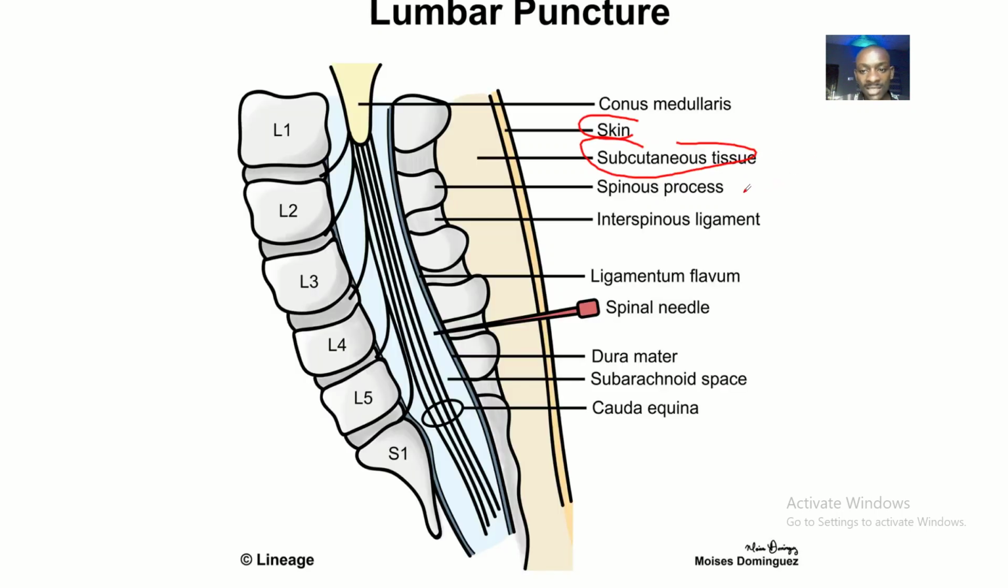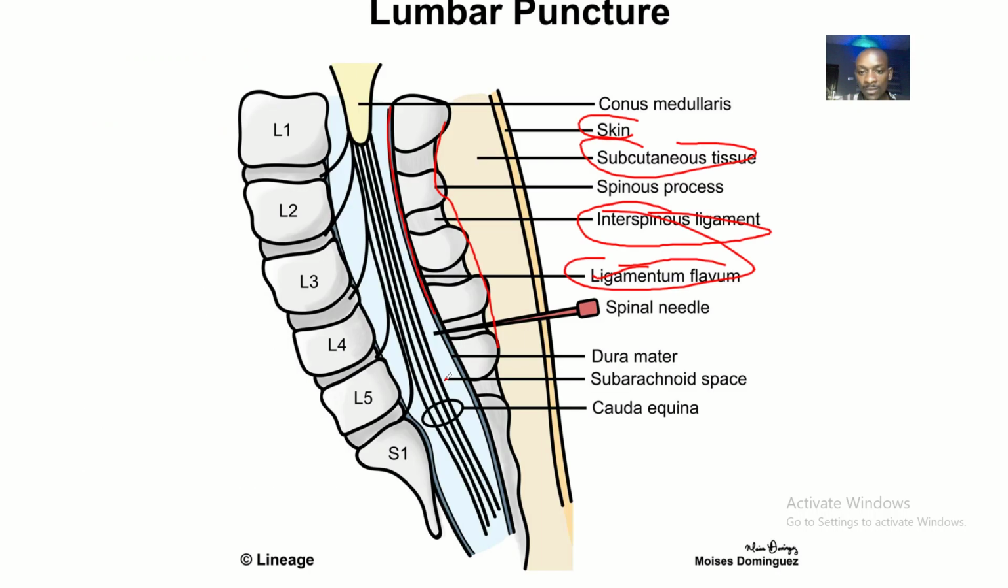Supraspinous ligament, interspinous ligament. All right, so this is interspinous. Supraspinous is the ligament connecting the tips of the spinous processes. Supra means on top of the spinous processes, all right? Although not labeled, it is there. Okay, we have the ligamentum flavum. This is the ligamentum flavum, which is below, okay?